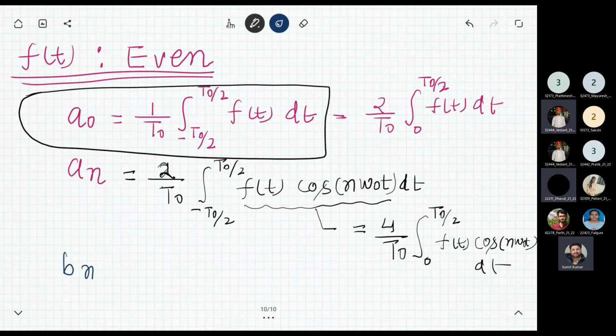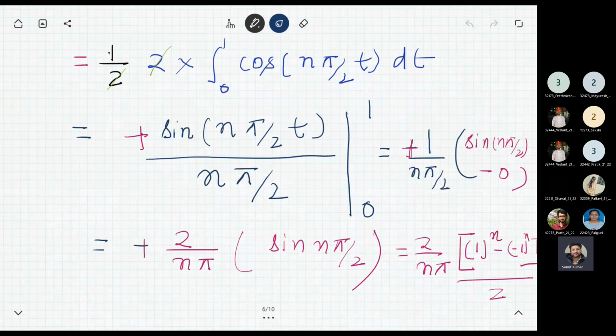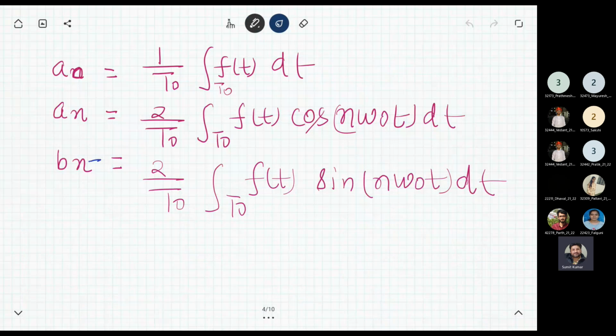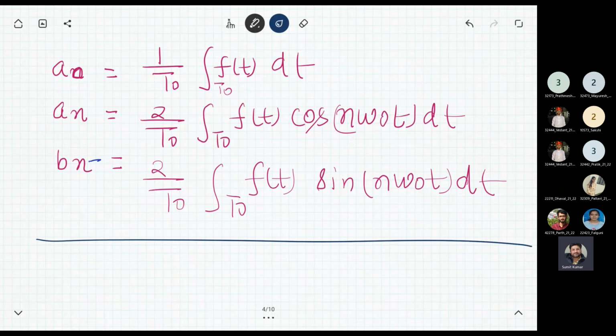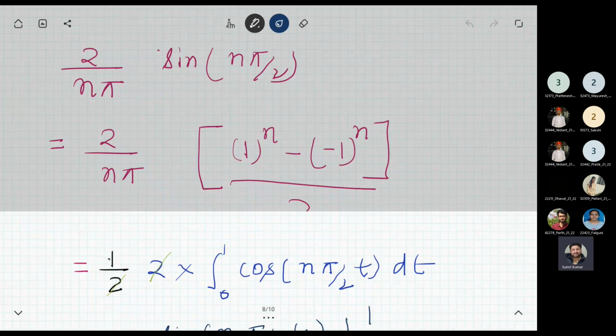And now what will be your Bn? What will be the value of Bn? 0. Because Ft will be even, and sin n omega naught t will be odd. So even and odd together give odd, and integrating an odd function over symmetric limits gives you 0. Okay, so we will be following the formulas that we have discussed in the very first page here. We will always use these same formulas. But we will remember while doing the integration that we have to check for symmetry. That is a good idea.